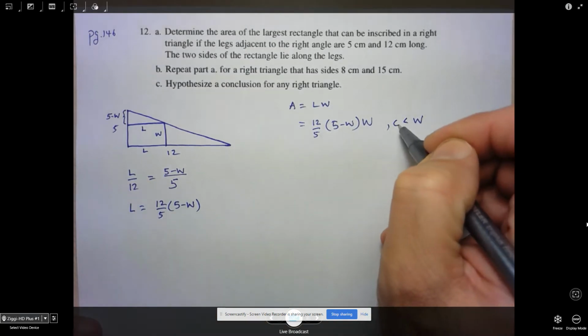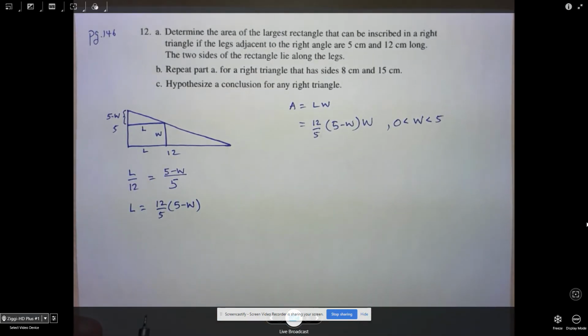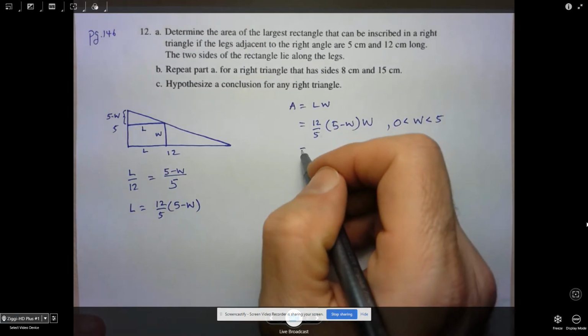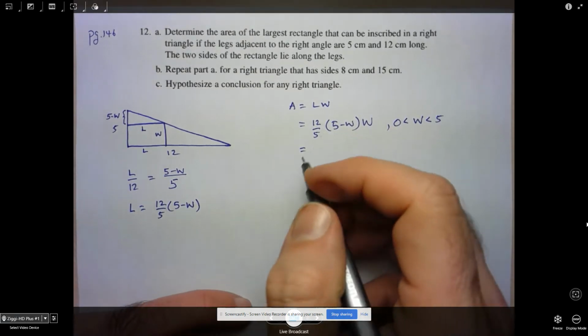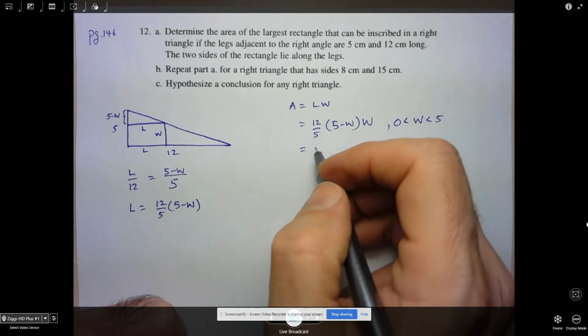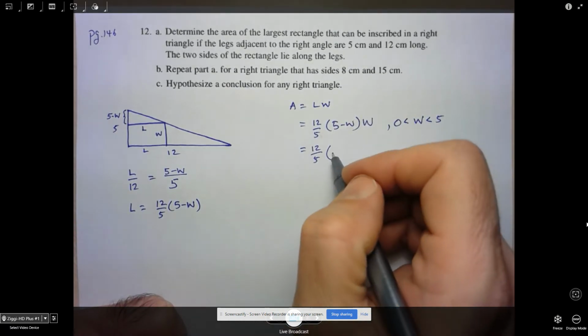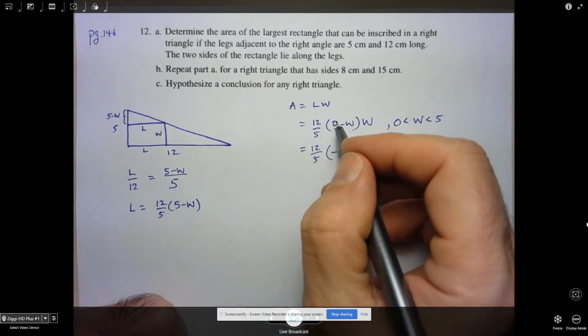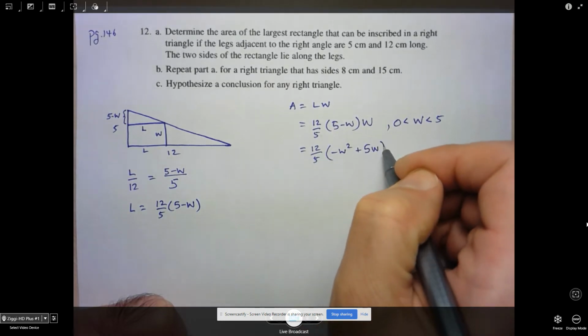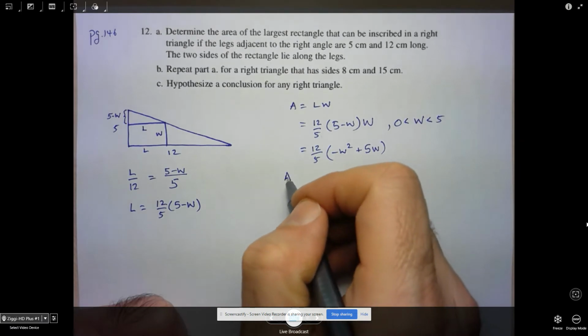So it's going to be greater than 0, but strictly less than 5. All right, so let me just simplify this here so I can take the derivative more easily. Definitely don't want to use the product rule here. So 12 over 5, and let's write this here as negative W squared, and then plus 5W. Okay, so now let's take the derivative.